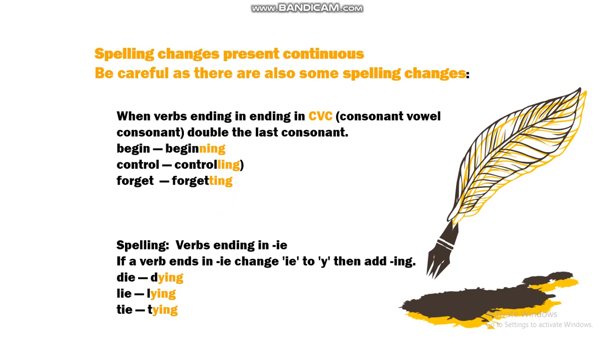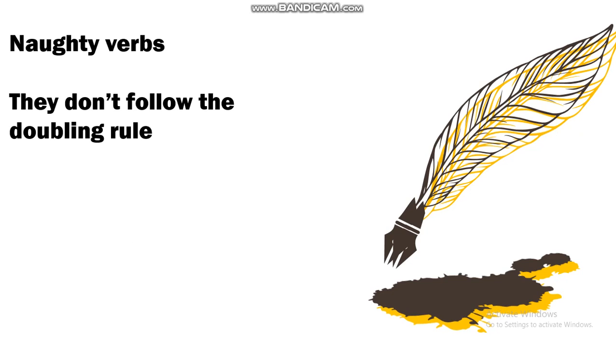As for the verbs ending with IE, what do we do? We cross out the IE and we change it to Y and then we add ing, like die, lie, and tie. So what happened here in die? We crossed the IE and we added ying. Lie became lying. We crossed the IE and we added ying. Tie, tying. We crossed the IE and we added ying.